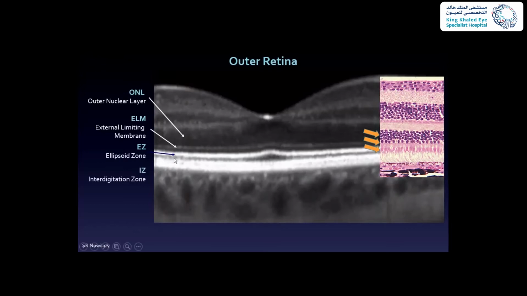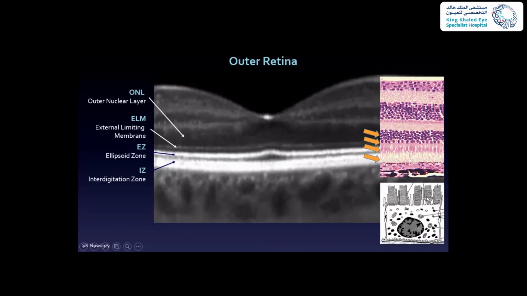And then you've got the interdigitation zone, which is at the apex of the RPE, which is right there. Remember, the RPE has all these villi, and the apex, and then the photoreceptors interdigitate into the apex of the RPE by this interdigitation zone. So it's the communication, it's the junction, if you wish, between the photoreceptors and the apex of the RPE. That's the interdigitation zone at the top of the RPE.